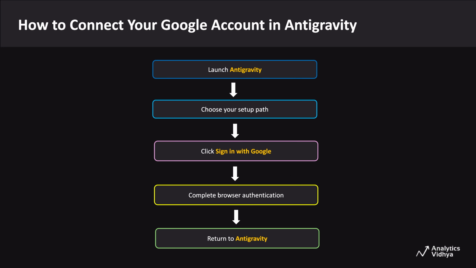Now, let's look at the actual connection flow. First, launch Antigravity and choose your setup path. Then click on Sign in with Google, complete the browser authentication step, and return to Antigravity. Once this is done, your account is connected and you can move ahead into the workspace.